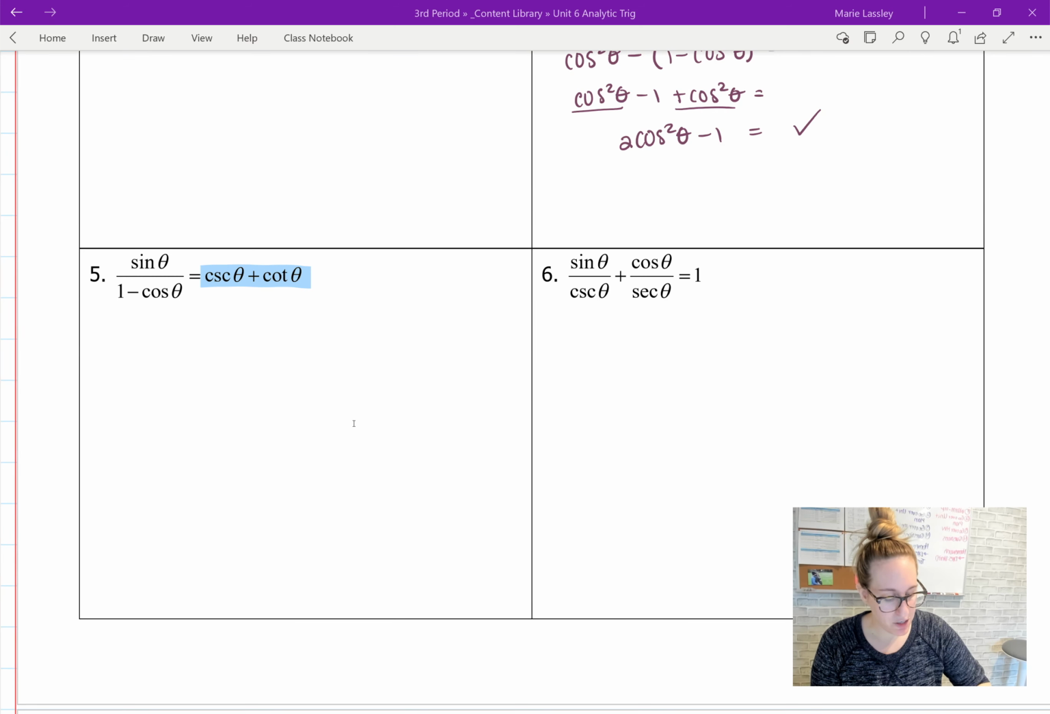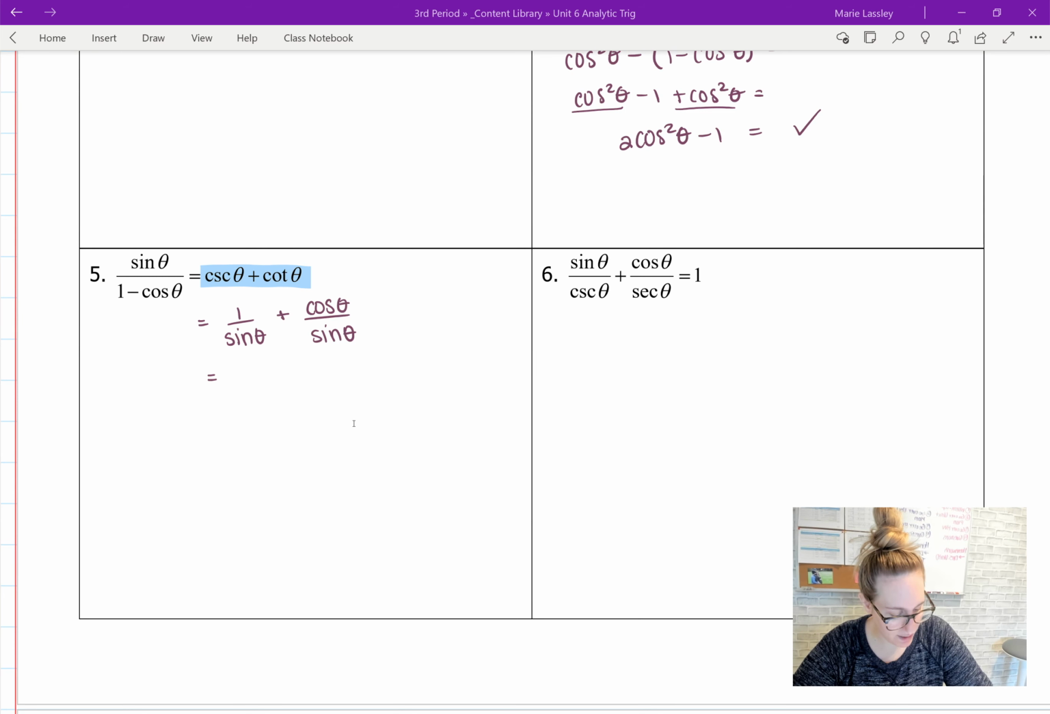So first thing I'm going to do is rewrite this in terms of sines and cosines. So cosecant is 1 over sine plus cotangent is cosine over sine. Okay, so we have a common denominator. So we have 1 plus cosine theta over sine theta. All right, and we need it to be basically upside down. Huh.